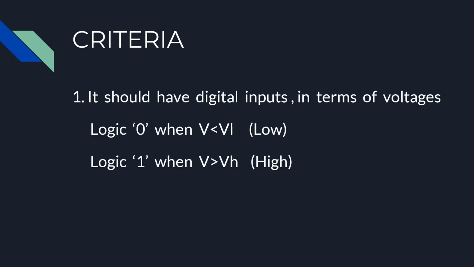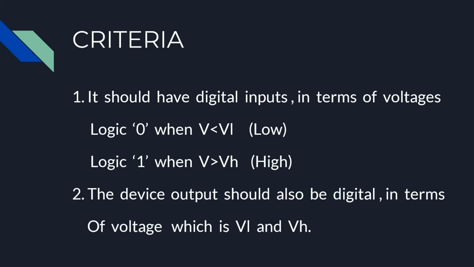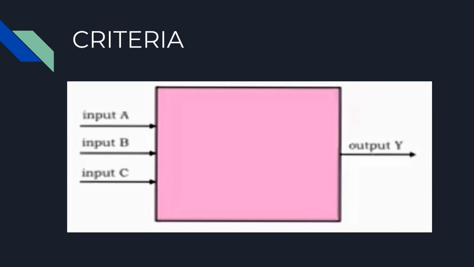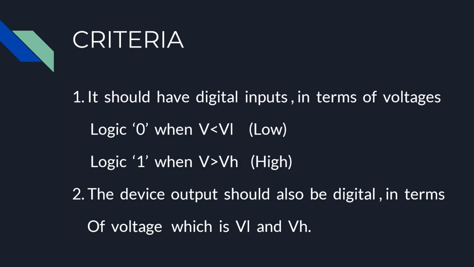First, it should have digital inputs. In terms of voltages, V should be less than VL as logic 0 and V should be greater than VH as logic 1. The device output should also be digital in terms of voltages, which is VL and VH. So this is an example of a combinational device. With these two criteria, we should be able to connect the output of one combinational device to the input of another and accept the signals passing between them to be interpreted as zeros and ones.